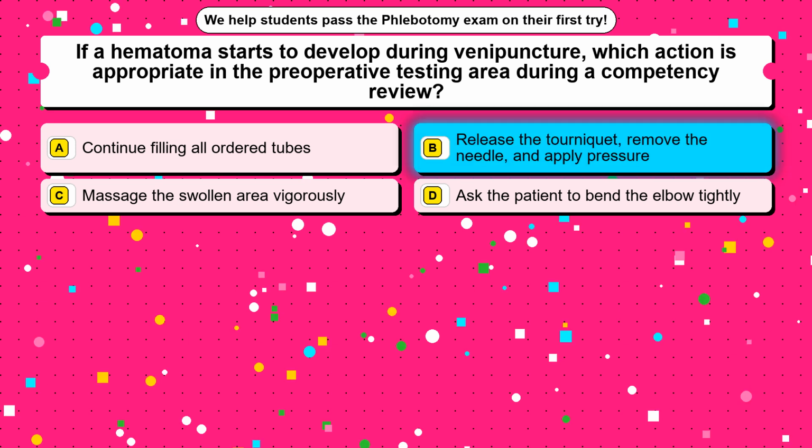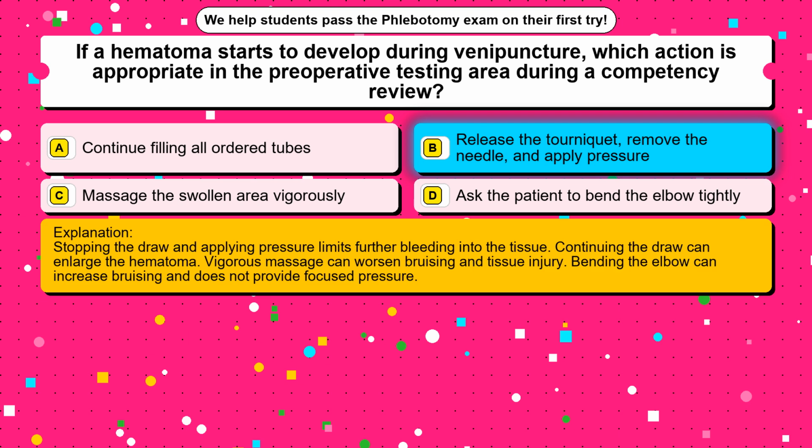The correct answer is option B. Release the tourniquet, remove the needle, and apply pressure. Stopping the draw and applying pressure limits further bleeding into the tissue. Continuing the draw can enlarge the hematoma. Vigorous massage can worsen bruising and tissue injury. Bending the elbow can increase bruising and does not provide focused pressure.